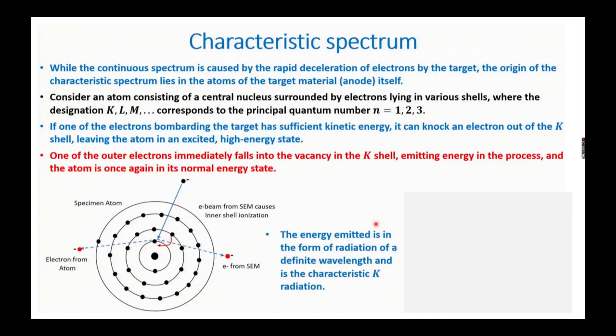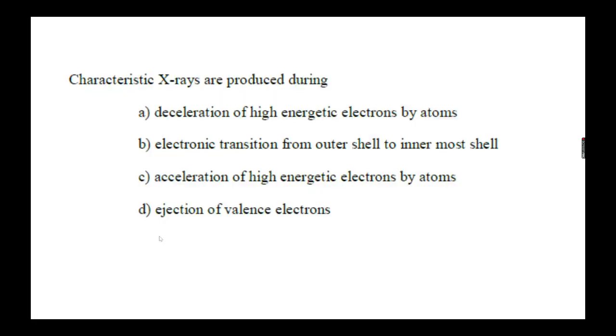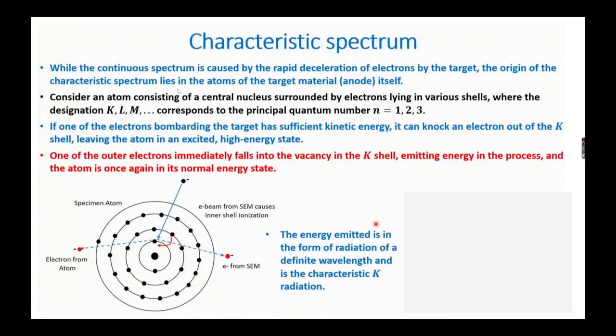So this is nothing but due to the electronic transition. It is not because of the deceleration of any electrons, or the acceleration of any electrons, or the ejection of a valence electron. It is because of the electronic transition from the outer shell, let's say L or M, to the innermost shell like the K shell. In this process the characteristic X-ray will be produced. So this is the answer.